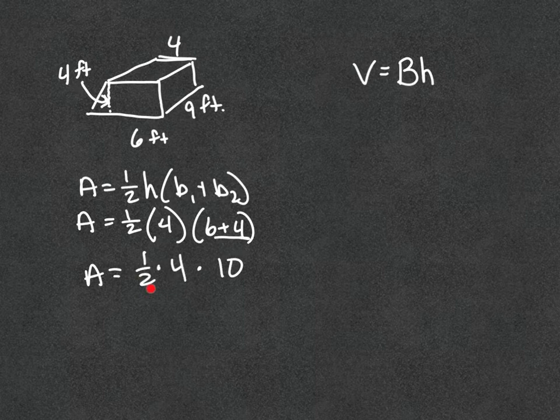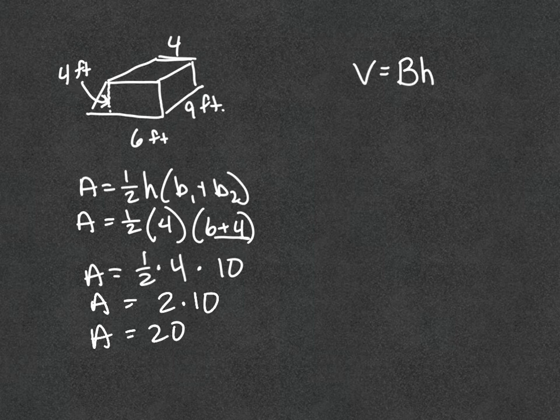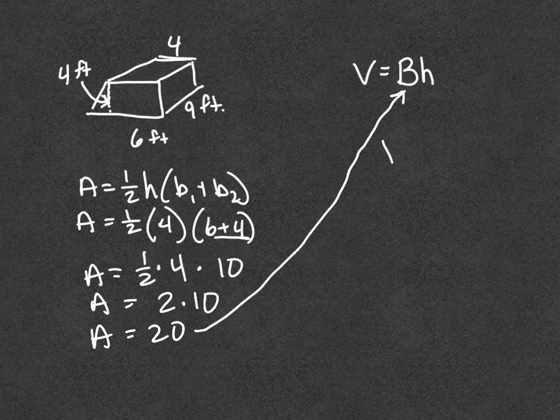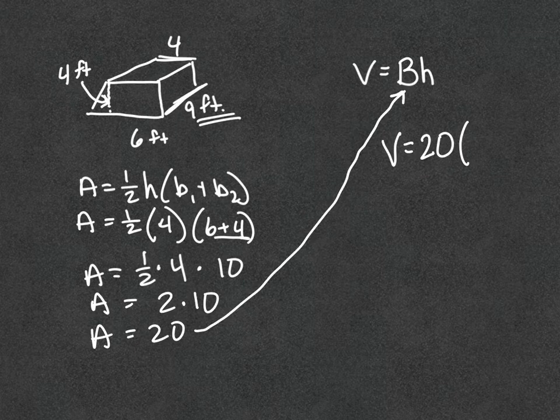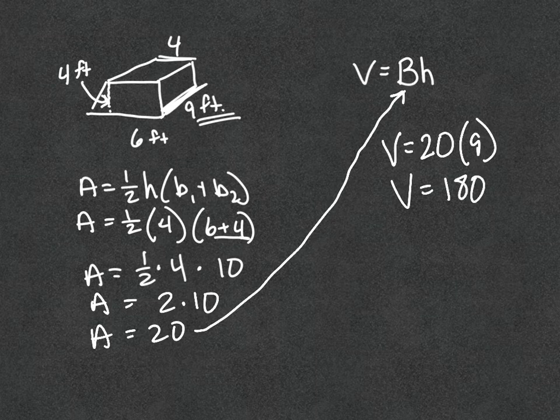A 1/2 of 4 is 2. So the area of the face, or the base, is 20. I'm going to use that in my volume formula. The volume to fill it up is going to be the area of the base, which in this case is 20, times the depth. In this case, the depth is 9. And volume equals 20 times 9, which is 180.